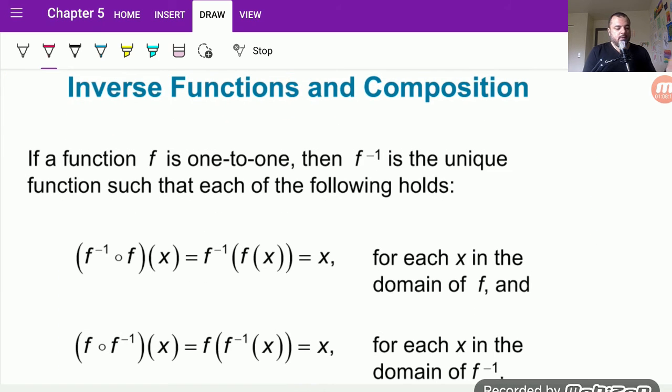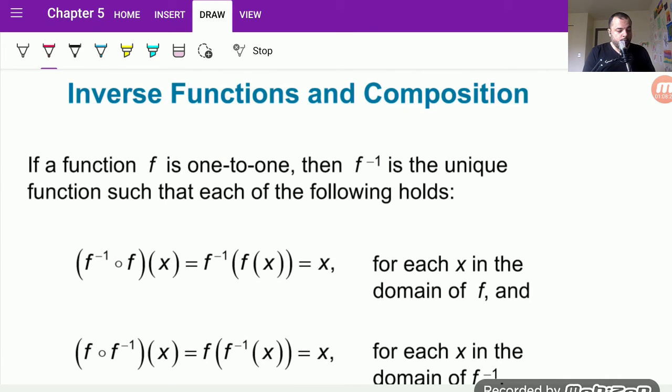Okay, the second point that we are going to talk about is inverse functions and composition. If the function f is one-to-one, and this is a very important condition, then the inverse is going to be a function. Not only that, the inverse is going to be unique for this function. So every one-to-one function has only one inverse.